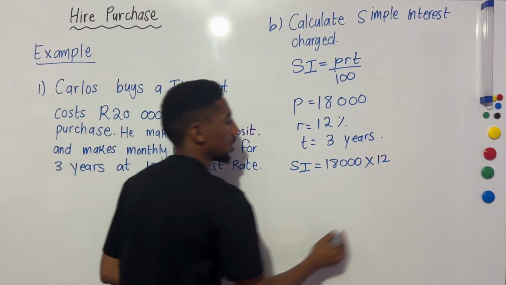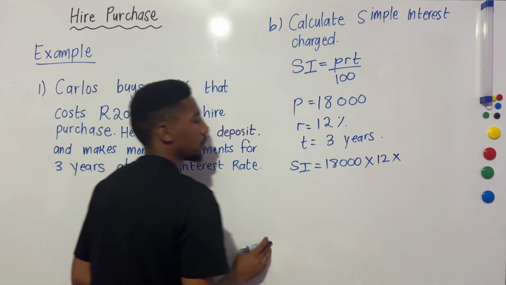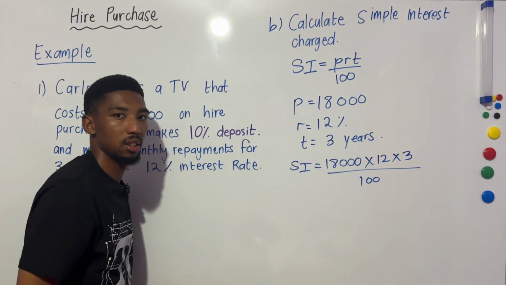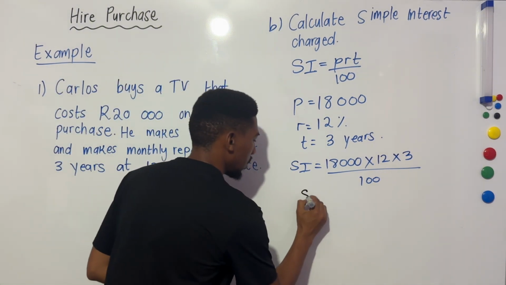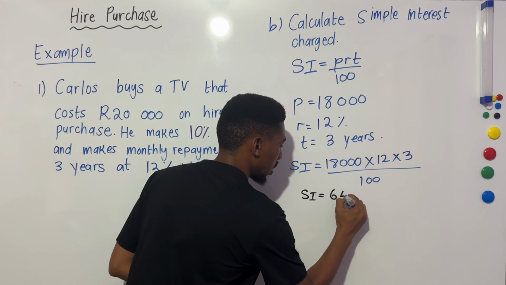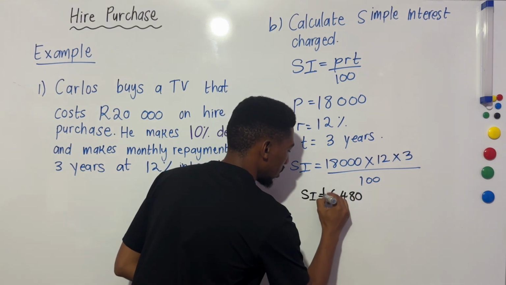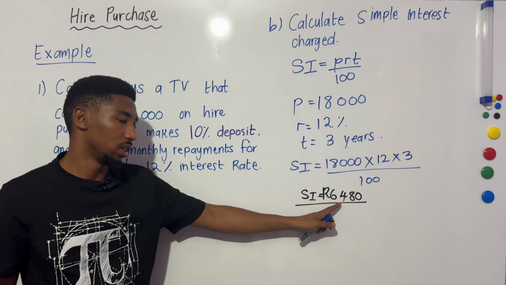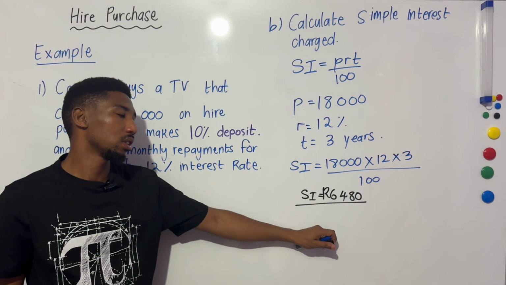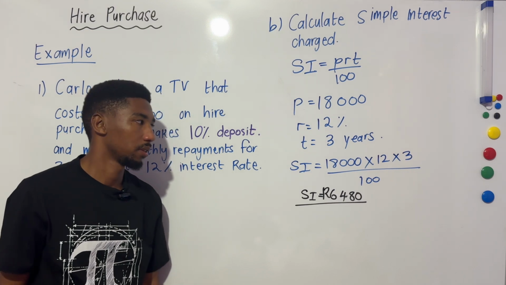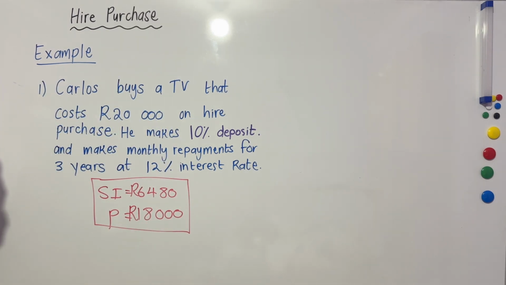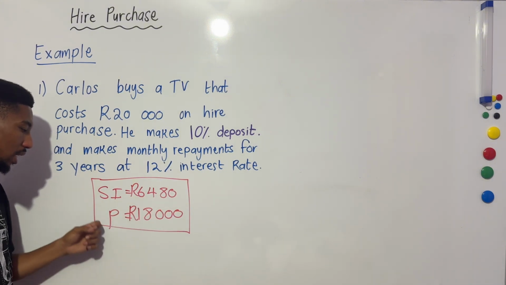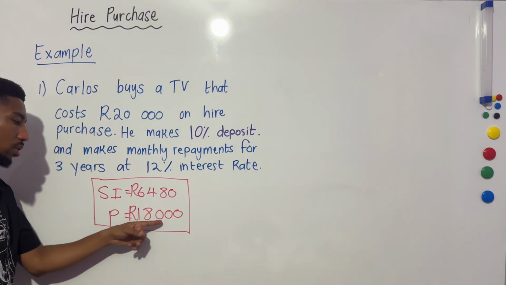We take the SI, we take 18,000, we multiply it by 12, which is the interest rate, and you multiply it by the time, which is 3 years. You divide all of that by 100. And the simple interest there is equal to 6480 Rand. That is the simple interest here. Remember that simple interest will also have to be paid back. So the important information that you have right now is the simple interest, which is 6,480 Rand, and the loan amount, which is now 18,000.